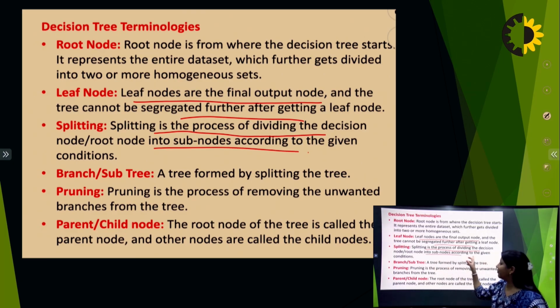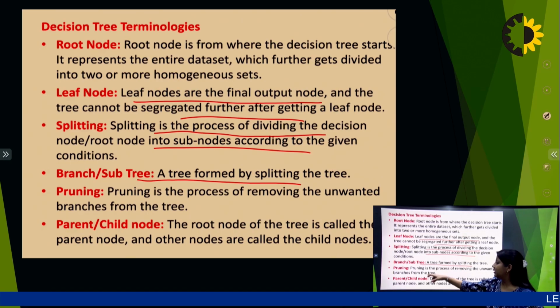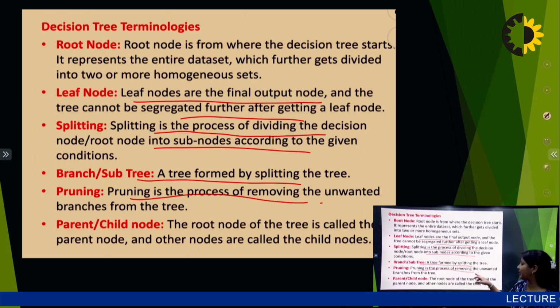So splitting means we are splitting our root node into sub nodes. Next is the branches. A branch means the tree formed by splitting the tree. When we split the root node, it connects the sub node or root node with the branch, that is, the edges or branch. Next is pruning.